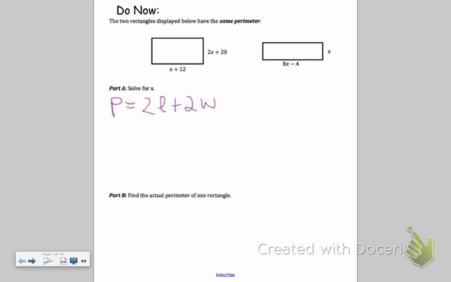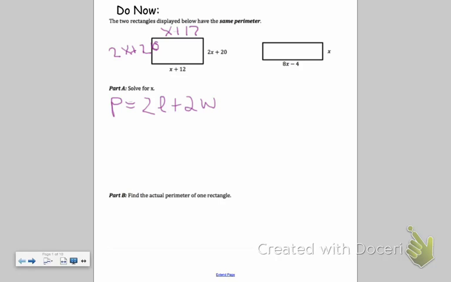So we know that sides that are across from each other on a rectangle are the same measurement. So in the first rectangle on the left, if we have a length of x plus 12, the opposite side is also x plus 12. If we have a width of 2x plus 20, we have 2x plus 20 on the opposite side. So we are asked to solve for x.